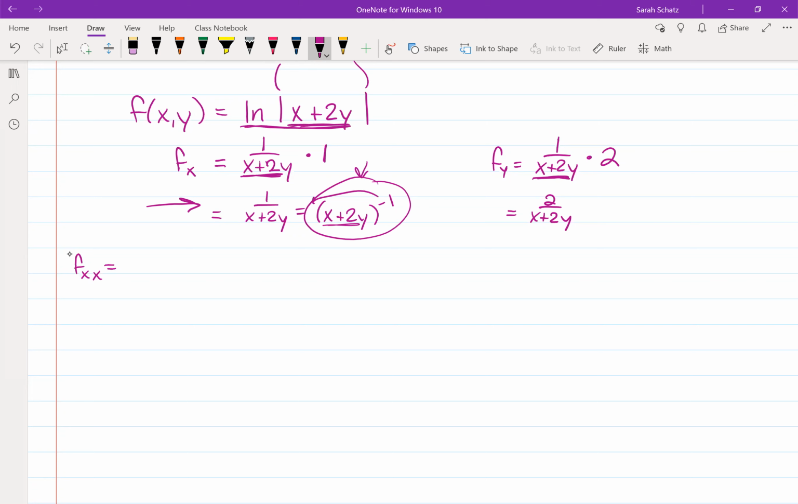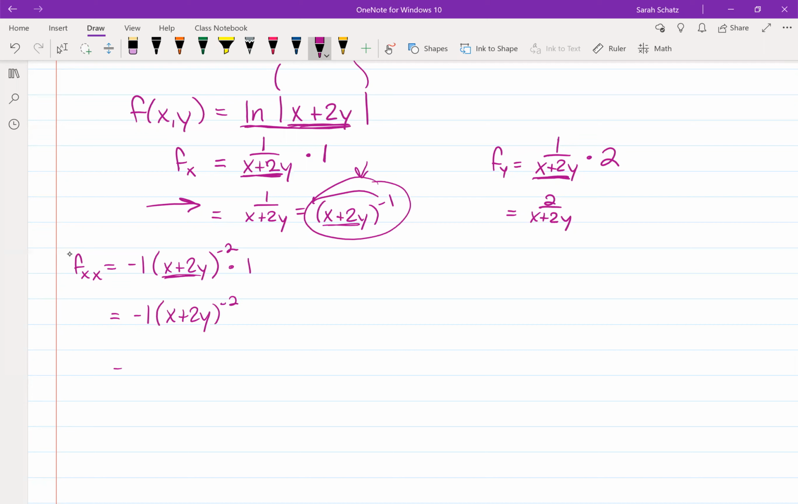So this negative 1 is going to come down in front. I'm going to get negative 1 times (x plus 2y) to the negative 2. Remember how you have to do the power rule around the parentheses. And then you take the derivative of what's in here with respect to x, which is just 1. So what do we end up with here? We get negative 1 times (x plus 2y) to the negative 2.